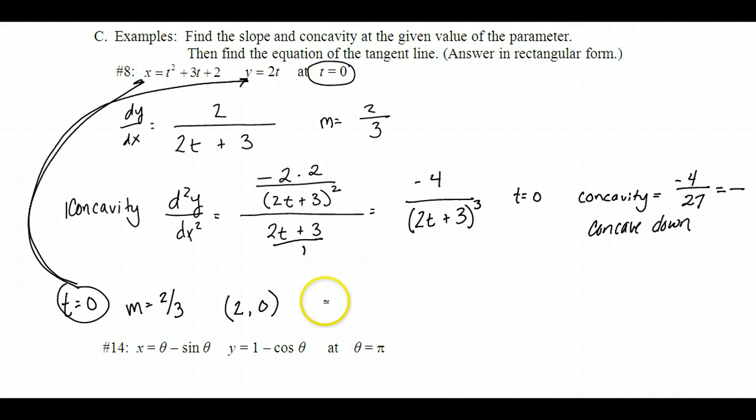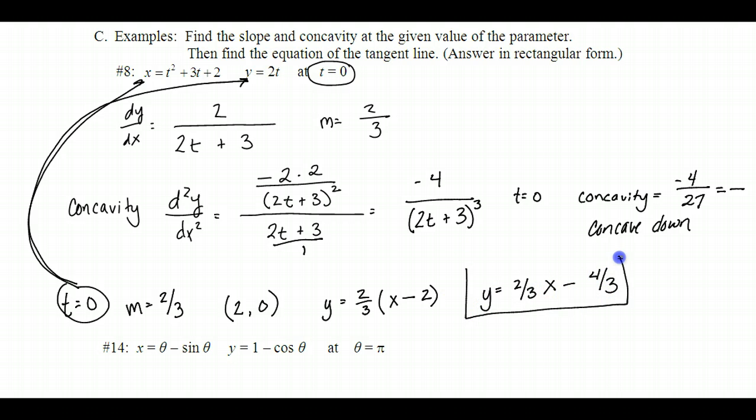I like to use point slope form to write the equation. So I have y minus 0, well, I'm not even going to put in the minus 0, is equal to the slope, 2/3, times x minus my x value, which is 2. Now I can clean this up a little bit. So I have y equals 2/3 x minus 4/3. And there is the equation of our tangent line in rectangular form.